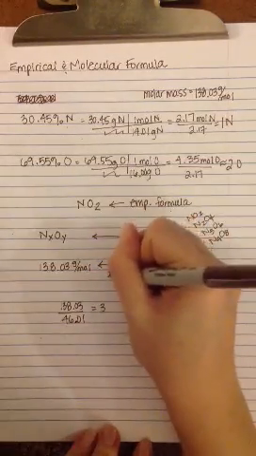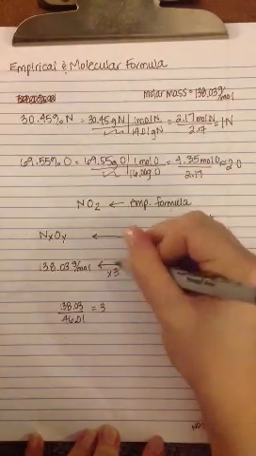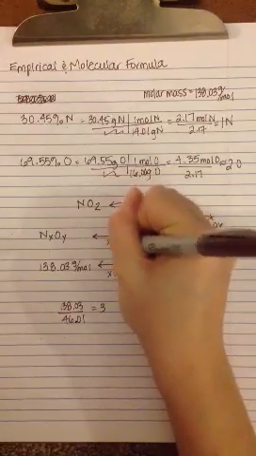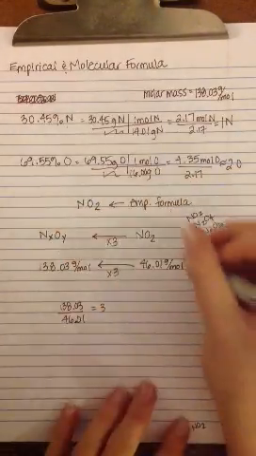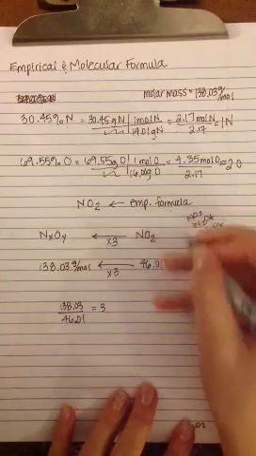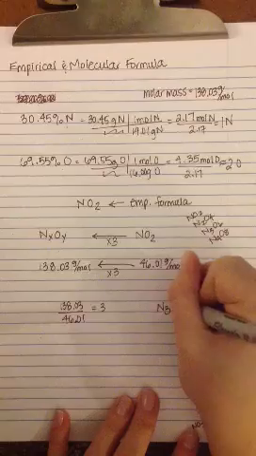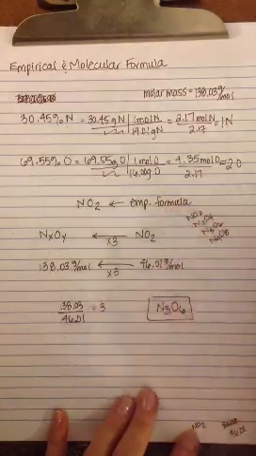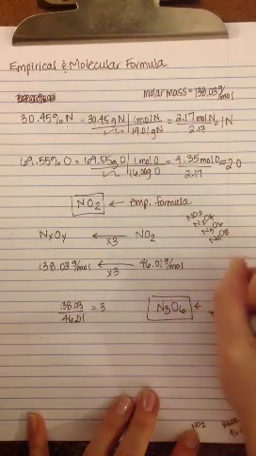That means I have to multiply the empirical molar mass by 3 to get the molar mass of the molecular compound. That also means that the empirical formula needs to be multiplied by 3 to get the molecular formula. So here I have 1 N, now I'm going to have 3 N's. Here I have 2 O's, now I'm going to have 6 O's. And this is the molecular formula, while NO2 is the empirical formula.